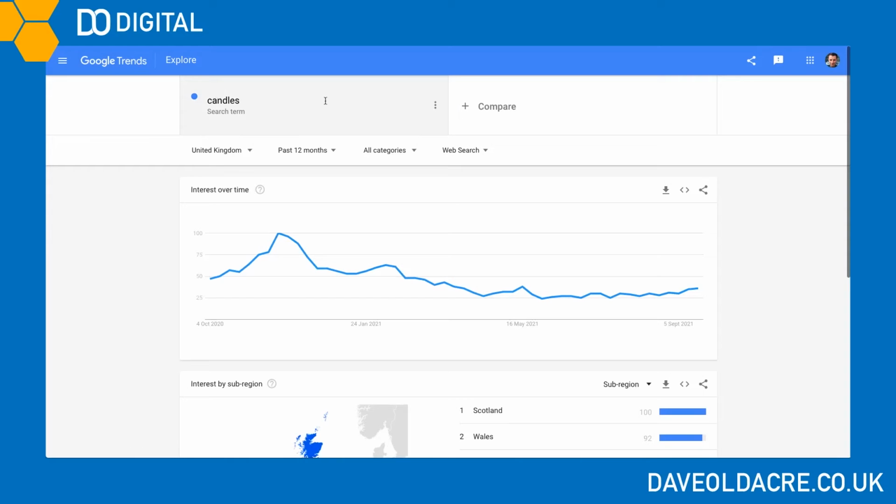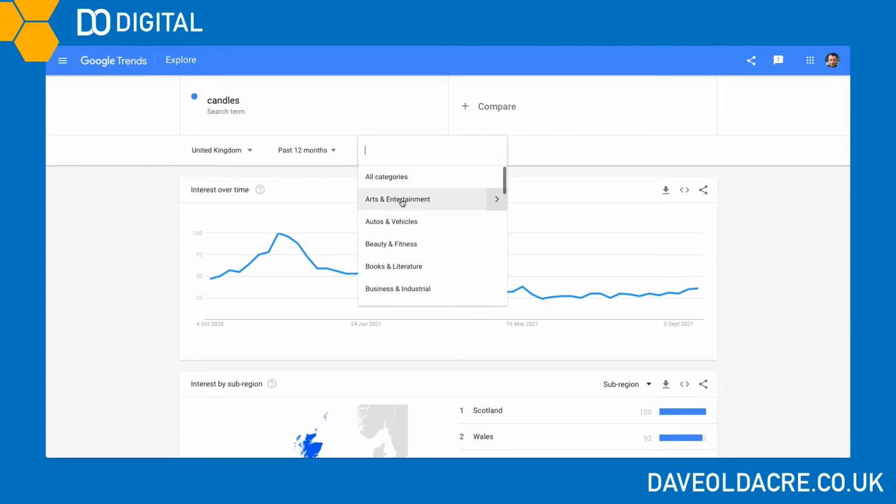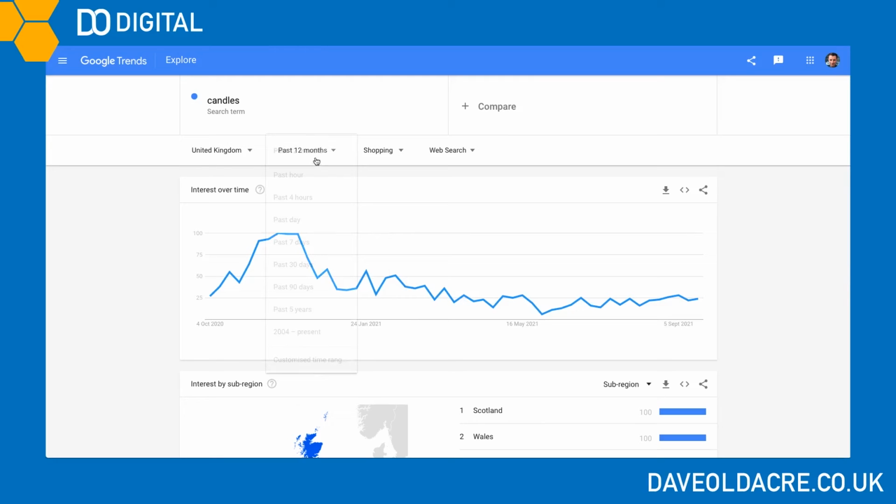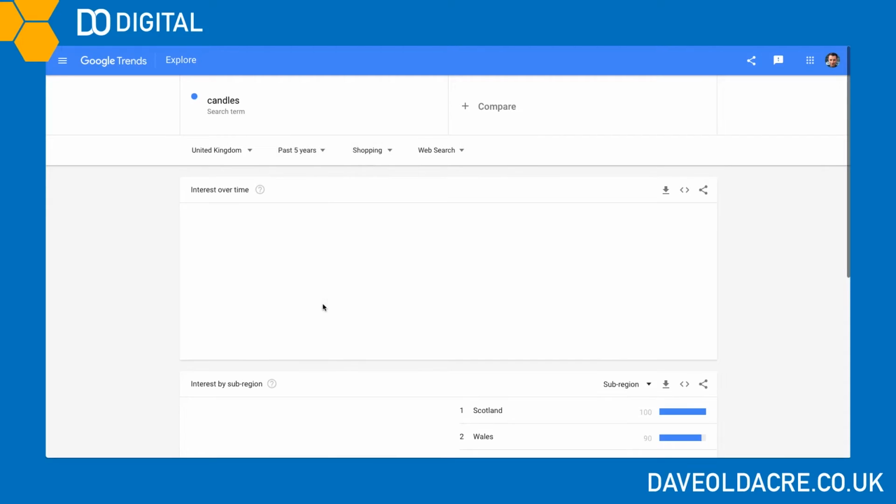You can see the search term at the top here, and underneath we've got a row of filters such as location, time period that we want to see data for, categories that we're interested in, and the type of search data we want to look at. So this is web search, image search, YouTube and Google Shopping. Categories, it's really good to filter down here, because we're suggesting in this example we're selling candles, we want to look at shopping, but there's loads of different things in there that you can use. And we're also going to set the trends period to 5 years so we can see a really good window of information.